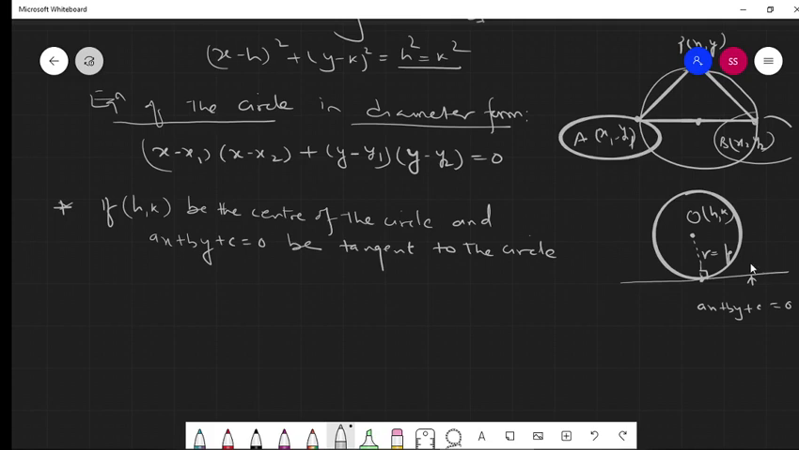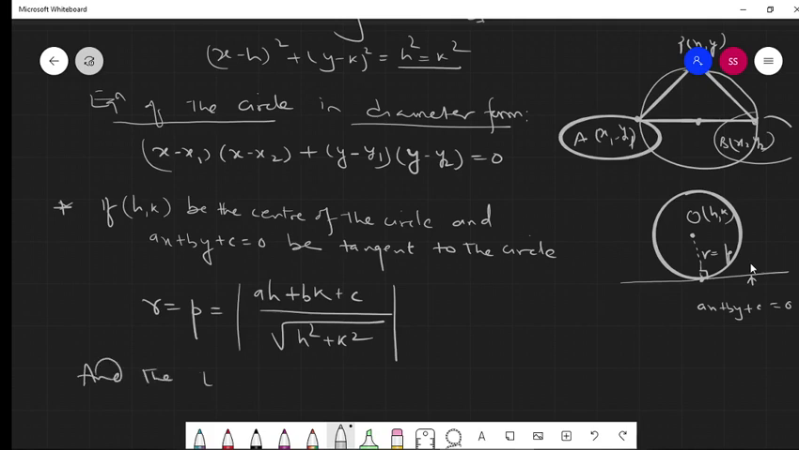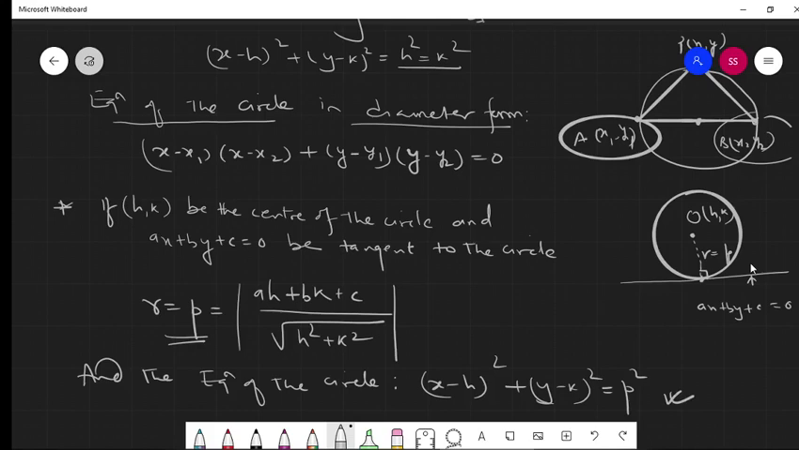So, to find r, r equal p equal, you need to find ah plus bk plus c by root under a square plus b square. In this way you can find r, and the equation of the circle is x minus h whole square plus y minus k whole square equal p square, which is r square also.